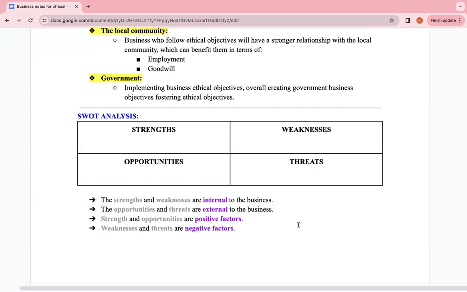Strengths and weaknesses are internal to the business, whereas opportunities and threats are external to the business, meaning when they're internal to the business, they can be controlled by the business. However, when they're external to the business, they cannot be controlled by the business. So basically, strengths and opportunities are positive factors. Weaknesses and threats are negative factors.